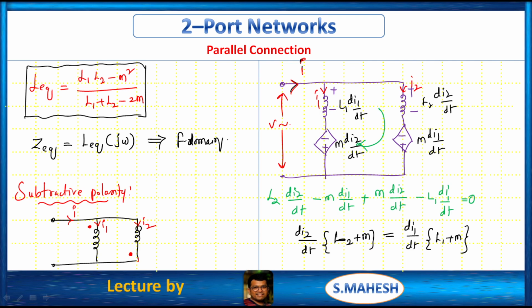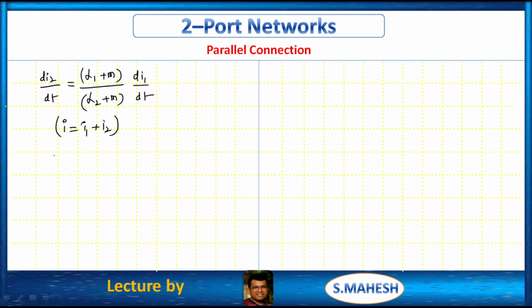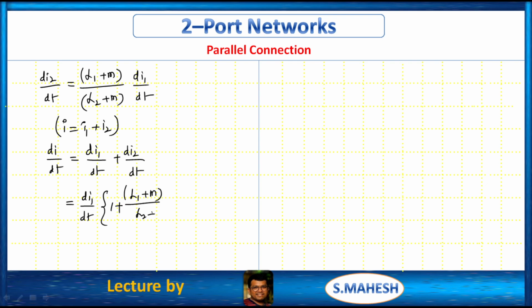That's it. From this, di2 by dt, which is equal to what? L1 plus M by L2 plus M into di1 by dt. We know that I is equal to I1 plus I2, that is di by dt, which is equal to di1 by dt plus di2 by dt. Clear? Therefore from this, di1 by dt gets common, 1 plus what we are having, L1 plus M by L2 plus M.